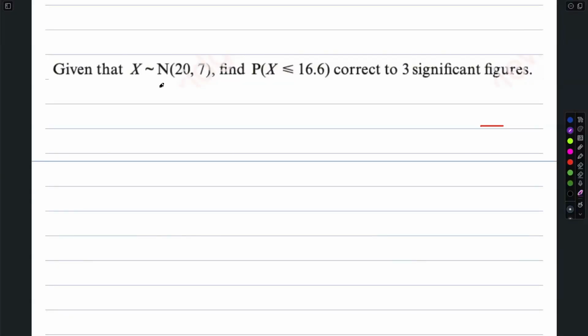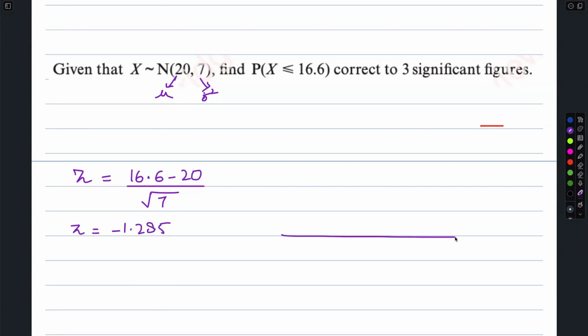In this question, the variable x is normally distributed with mean 20 and variance 7. We have to find the probability of x less than or equal to 16.6. So again, we'll first find the z value. So that will be x minus mu. So x is 16.6 minus 20 divided by the standard deviation. So that will be square root of 7. Substituting this in the calculator, the value of z will be 16.6 minus 20 divided by square root of 7. And that is equal to minus 1.285.